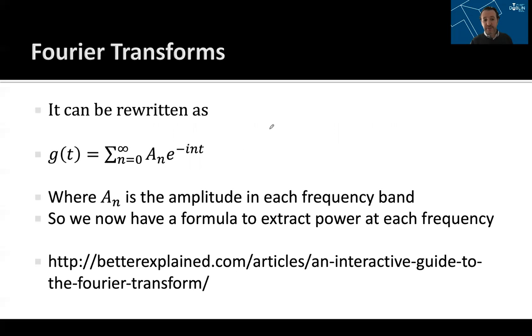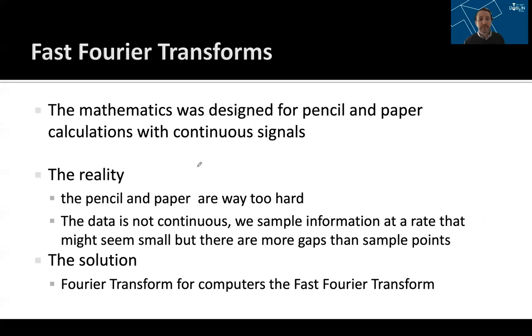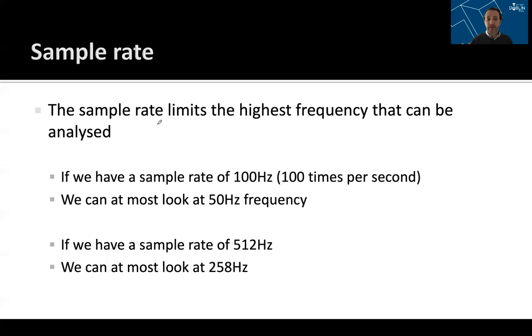It can also be written in this fancier form using e to the i n t, but it's the same. So in reality, the mathematics is designed for pencil and paper, and that's what we'll be doing. But it's way too hard. We do very specific examples of it. Most people use something called a fast Fourier transform in computers, and it's much better.